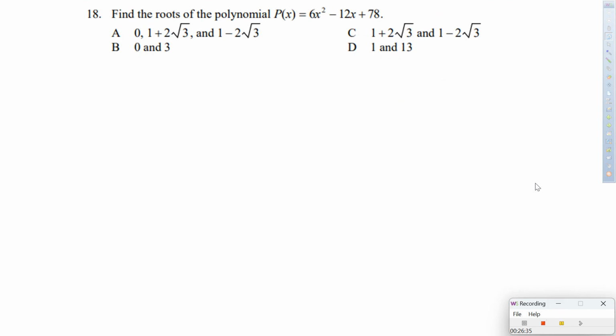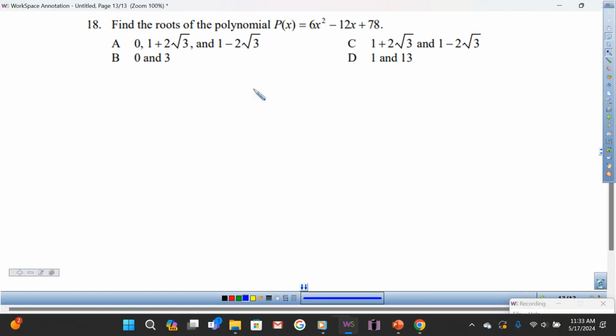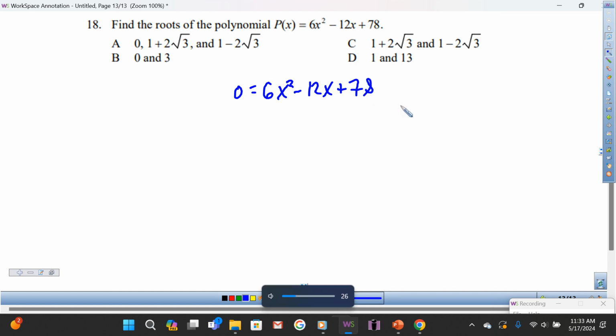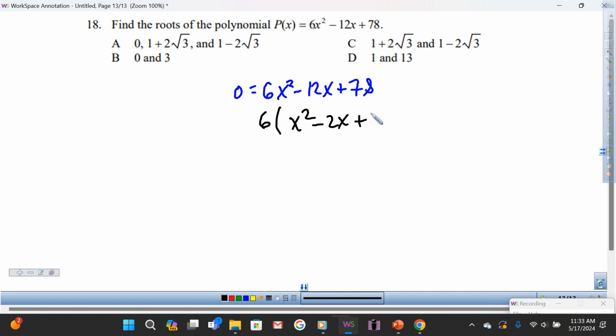All right, number 18. Here we go. It says, find the roots of the polynomial. So first things first. Rewrite it, but set it equal to 0. So 0 equals 6x squared minus 12x plus 78. Now, this one is going to require a little bit of work. First things first, is it in standard form? Yes. Is there a GCF? Yes, you can divide by 6. That leaves us with x squared minus 2x plus 13 equal to 0.